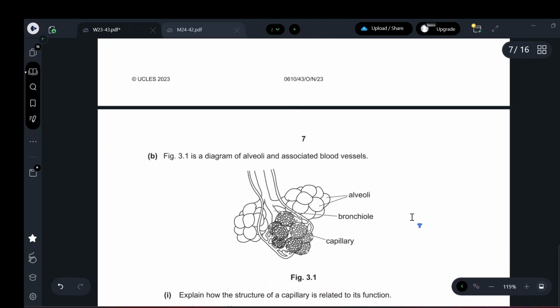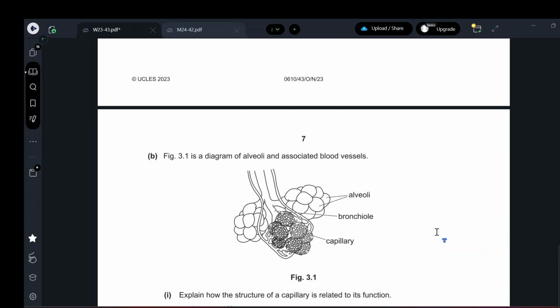Okay. Figure 3.1 is a diagram of the alveoli associated with the blood vessels. Explain how the structure of the capillary is related to its function. Blood capillaries, how are they adapted to their function? Number one, there are many capillaries, okay, large surface area. We have thin walls of capillaries. The capillary has the thinnest wall in order to allow diffusion.